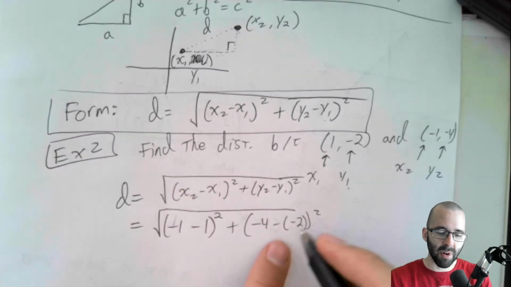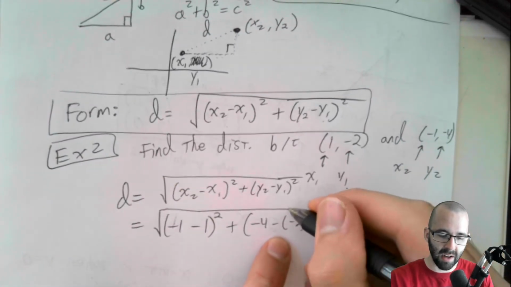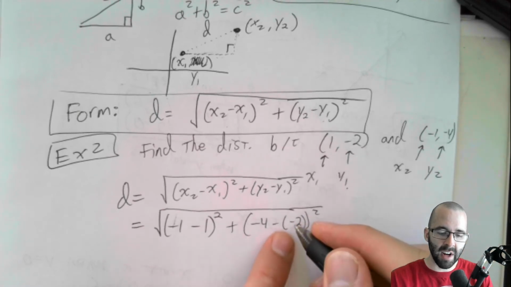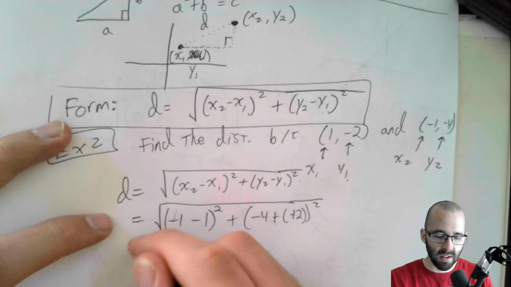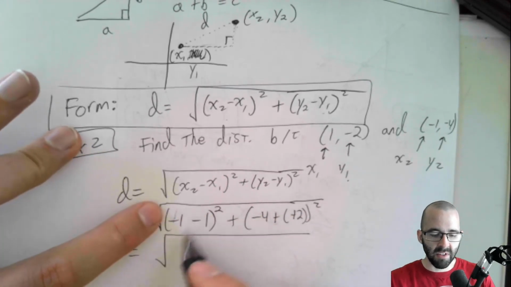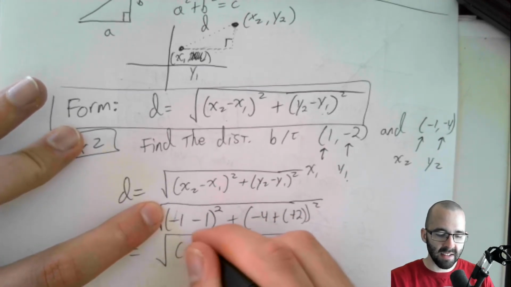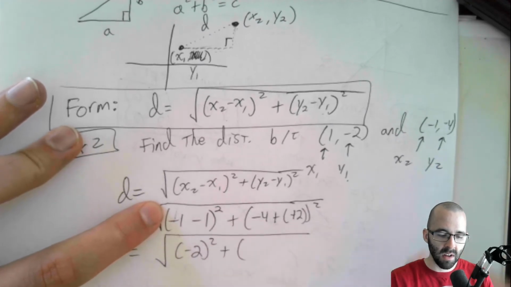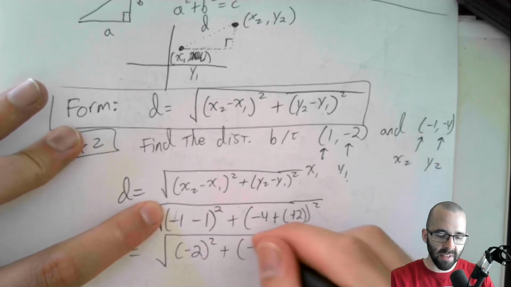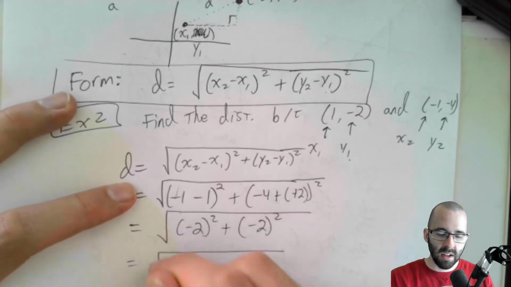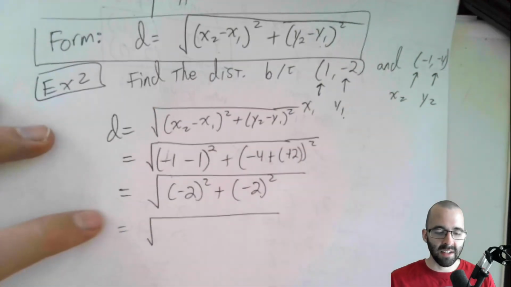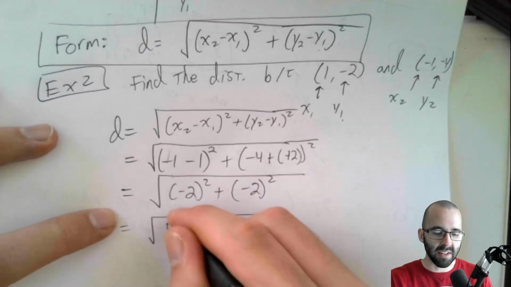I like to add another parenthesis so we can just kind of see what's going on here. And when we subtract a negative, it's the same as adding a positive. Okay? We have -1 minus 1. It's -2. -4 plus 2, that's also -2. Where -2, that's -2 times -2 is +4.